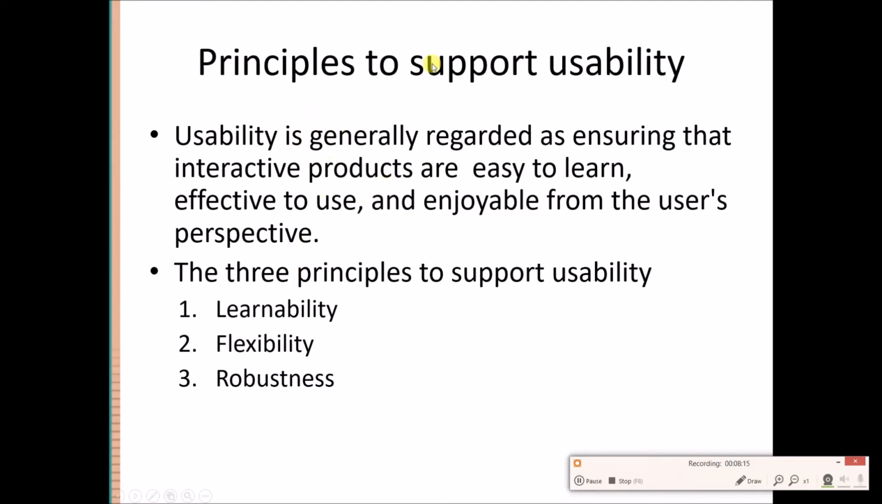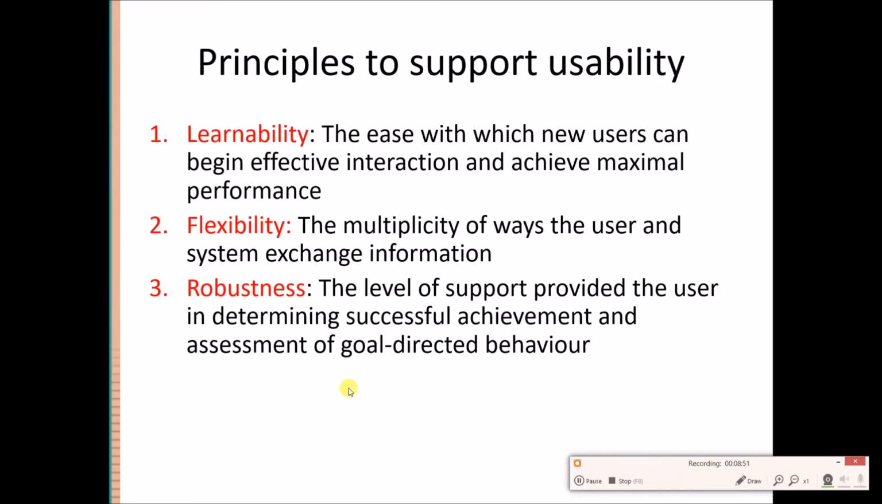Now what are the principles that support usability? The meaning is: what principles do we have to follow so that they help us achieve usability? Basically the three principles to support usability are the following: learnability, flexibility, and robustness. Now we are going to discuss the details of these principles. What is learnability, what is flexibility, and what is robustness. Within each of these there may be multiple other things. In learnability we have many other things to study, similarly for flexibility, and similarly for robustness. So more branches will be there. First let's see the definitions of these things.